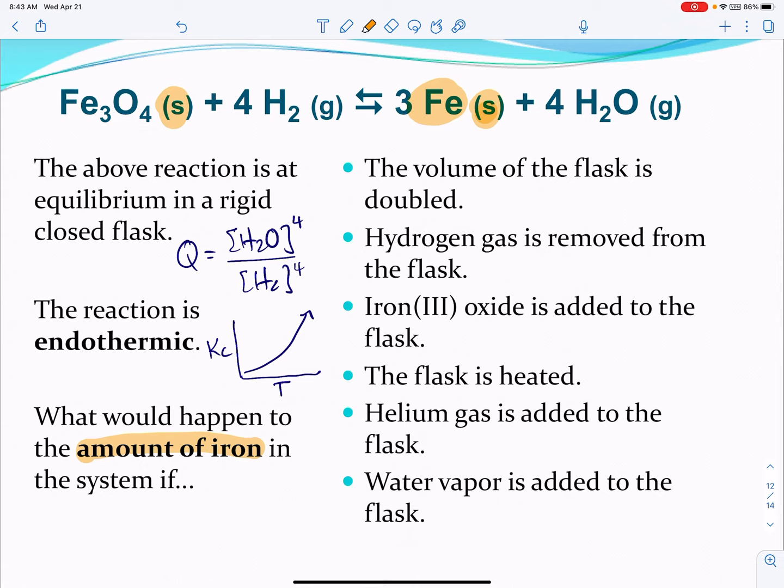All right, so pause the video, see if you can explain what happens in these different stresses. You can either fully explain if you like, or you can think about it in your head and just put an answer down beside it. Will the amount of iron increase, decrease, or maybe stay the same if you do these different things? Okay, so pause the video and see if you can figure these out.